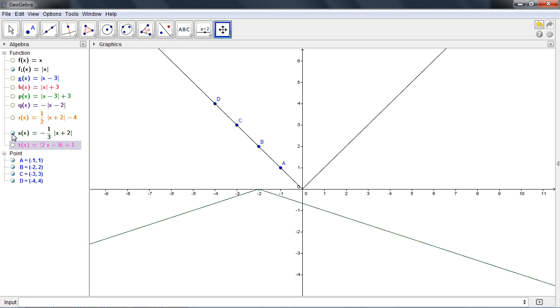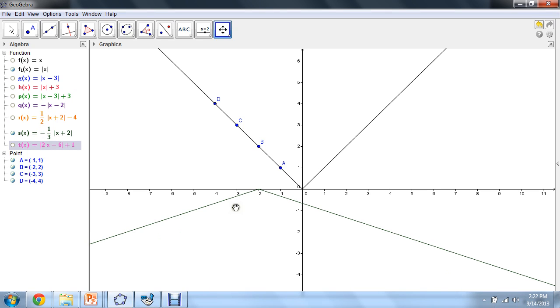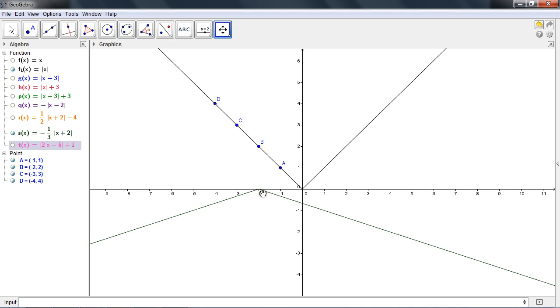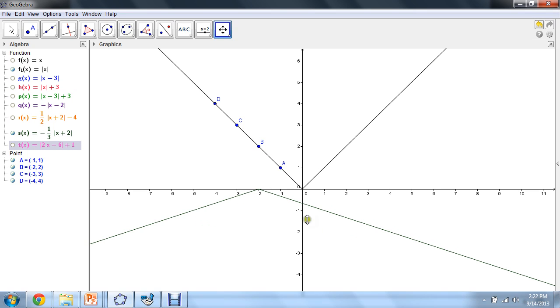Anyway, there it is. Vertex, as we said, has been shifted to the left, has not been moved up or down at all. The negative makes it open down, and the slope is down 1 over 3, in both directions to get that V shape.